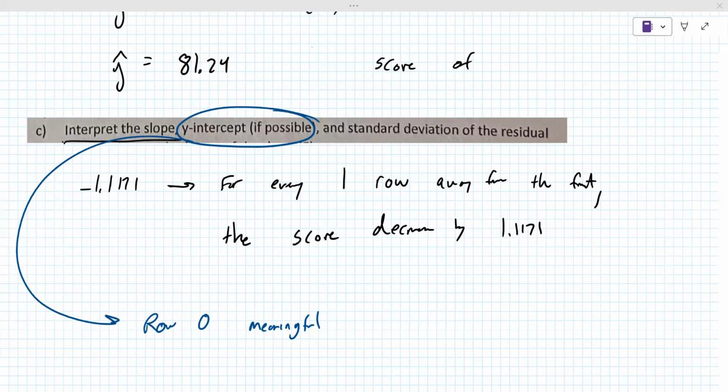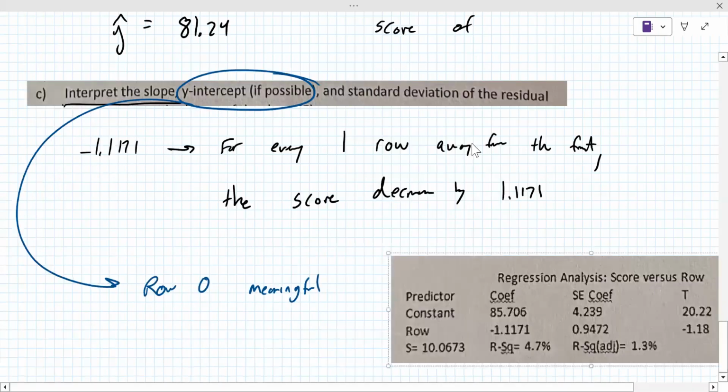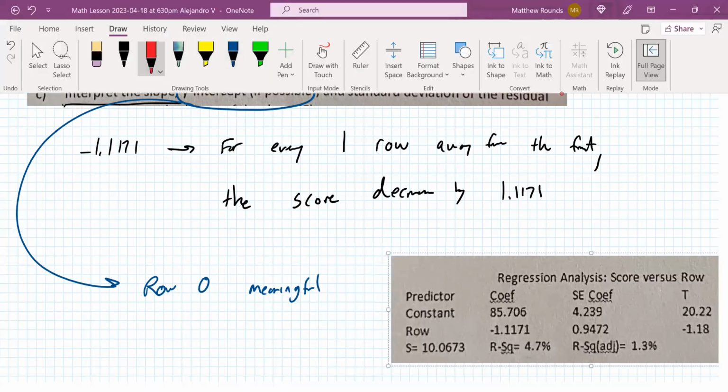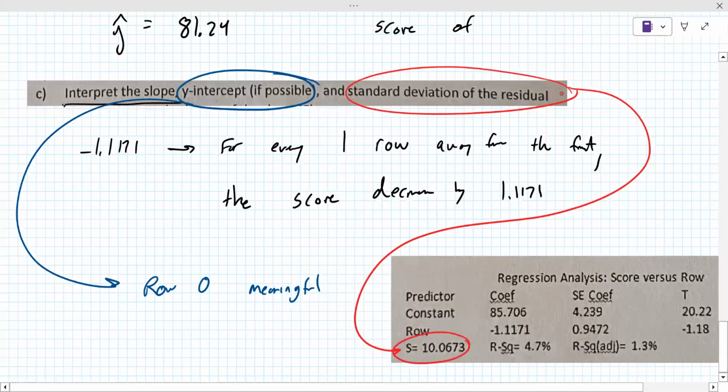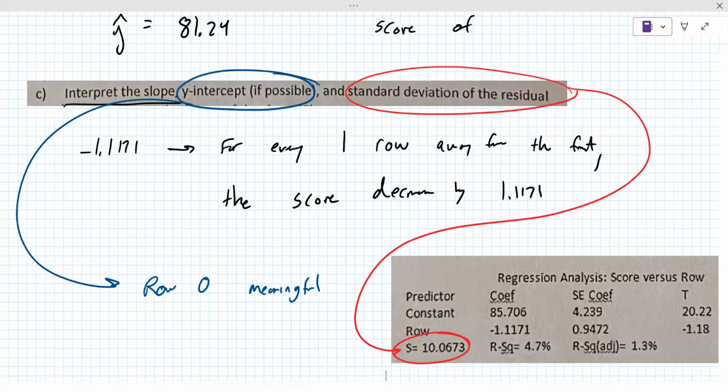So that sounds like the standard deviation of the residual, but she didn't really answer whether row 0 is meaningful. No, it doesn't seem that. She just put the standard error right under it. I don't really like that language, but go with what your teacher wants. If they ask about the standard deviation of the residual, you're looking for this S value right there.